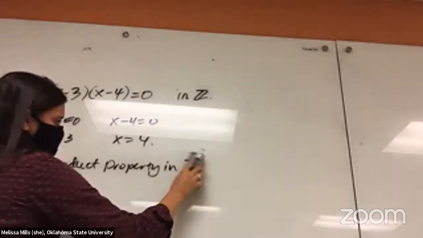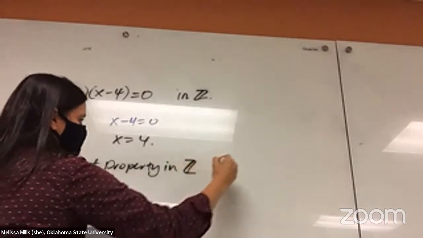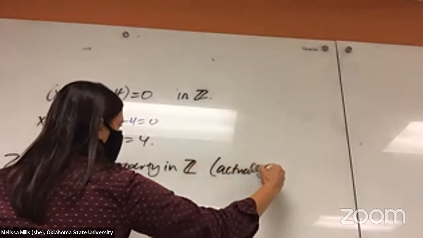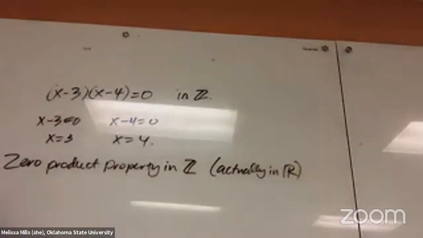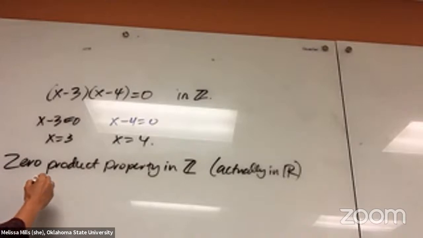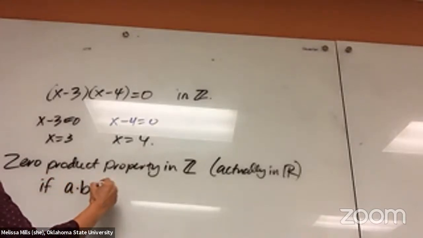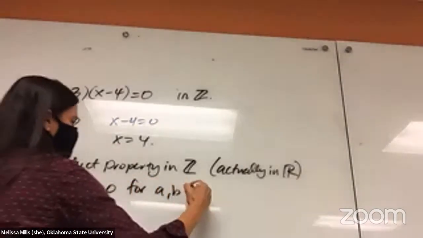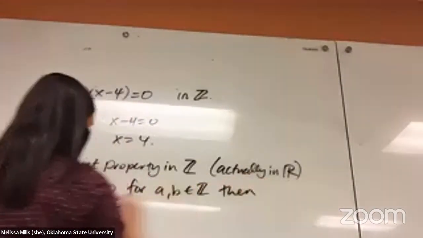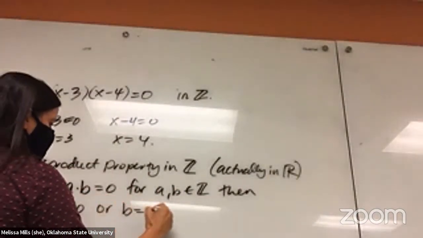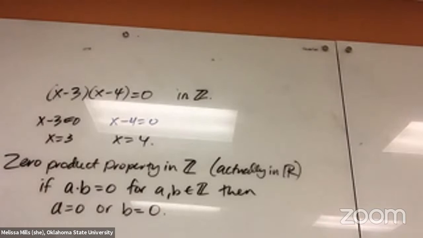In Z, and actually it's in R, if we wanted to be. So this property holds in R as well. And that's what you've been using and what you used in algebra. So the zero product property says that if A times B equals 0 for A, B in Z, then A equals 0 or B equals 0. That was what we used to solve these kinds of quadratic equations.